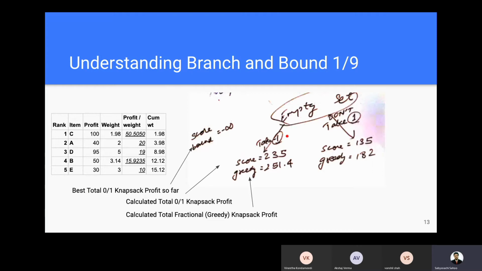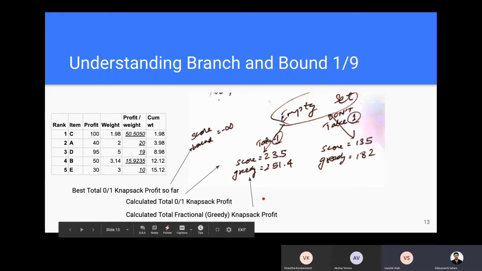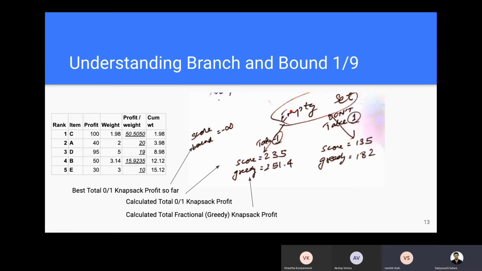Okay, so is it clear what take one and not take one mean, and what the score and greedy values mean? What is the empty set? So this is the initial set. Because it is greedy, we take the highest profit to weight ratio. Are you asking about what is the empty set, or why we are differentiating if we take C and if we don't take C?